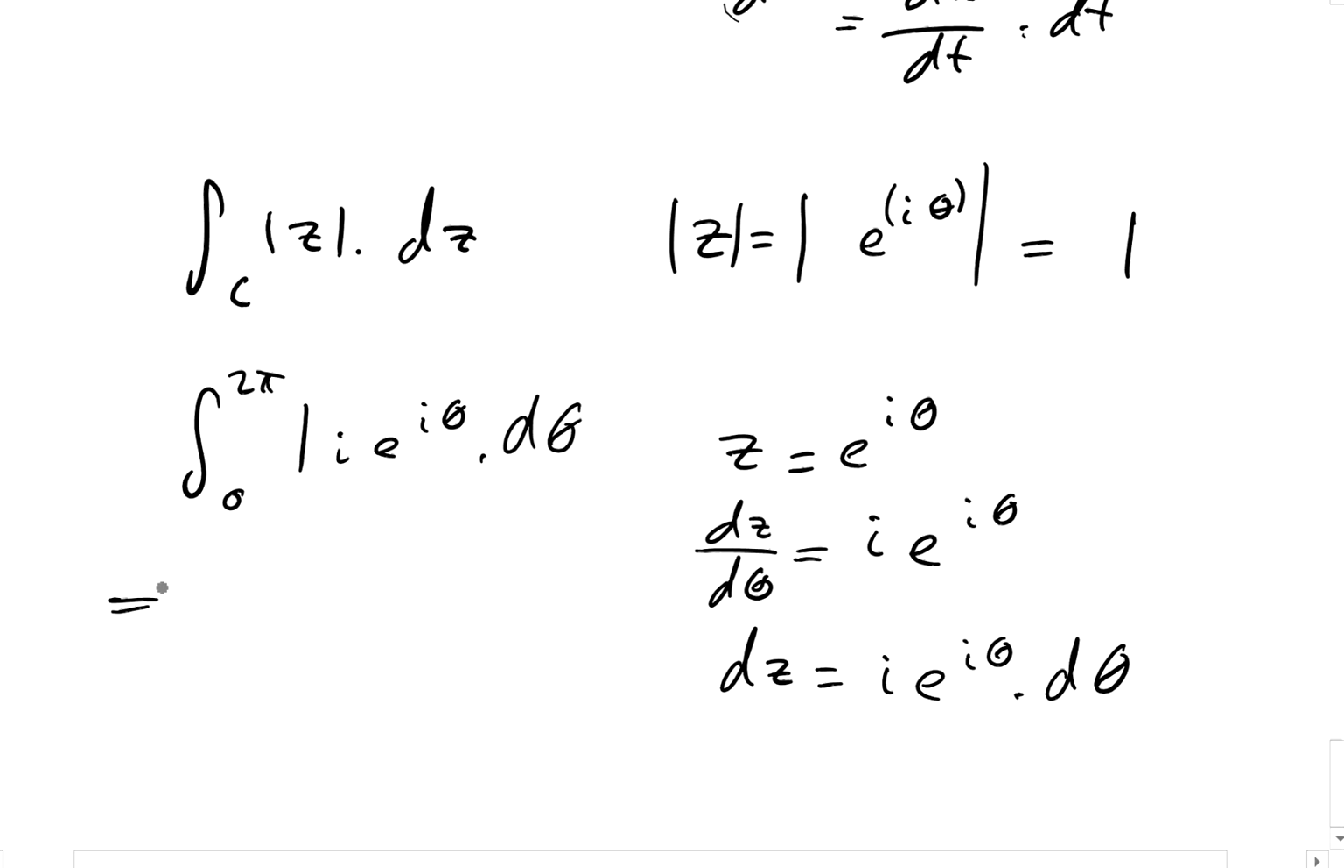Now if I just perform this integration, so what have I got? I've got to integrate this, so I've got e to the i theta.